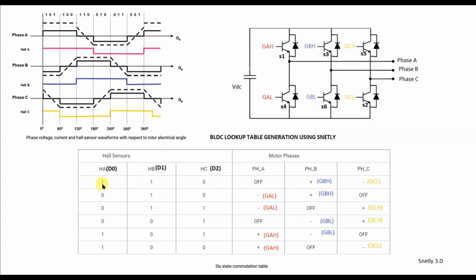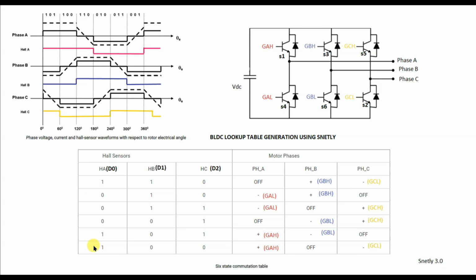In the first condition 110 of your Hall signal, we are going to excite phase B top switch GBH, which is represented here, and GCL, this part will be your GCL. Similarly for other states, 010, we are going to go with GAL and GBH. Similarly for all other states, totally we are getting 6 states. One cycle will be 360 degrees. So each switch will conduct for 120 degrees in 120 degree mode of operation.